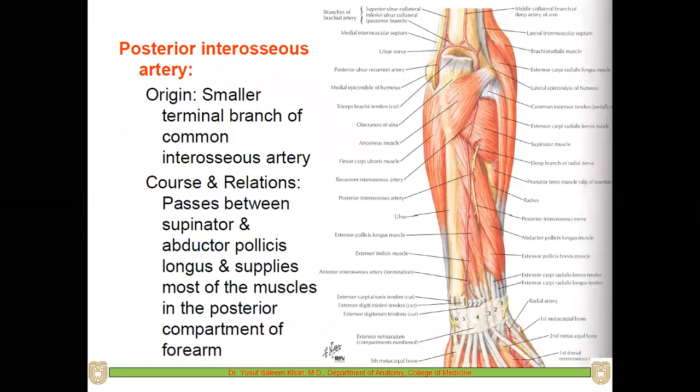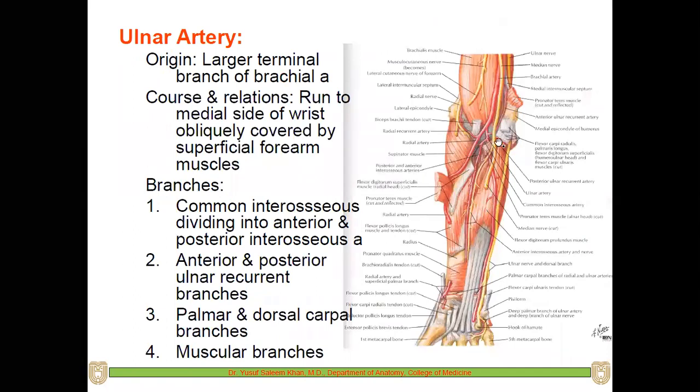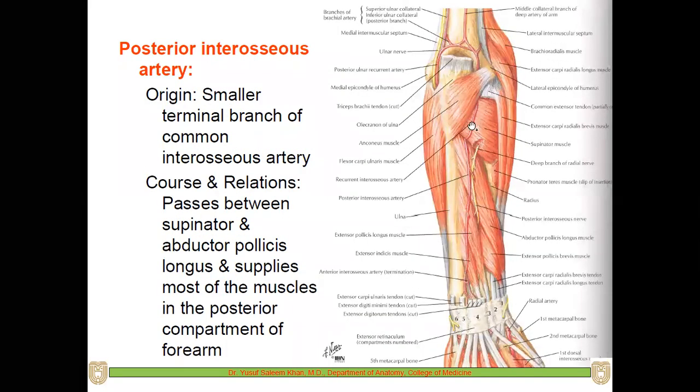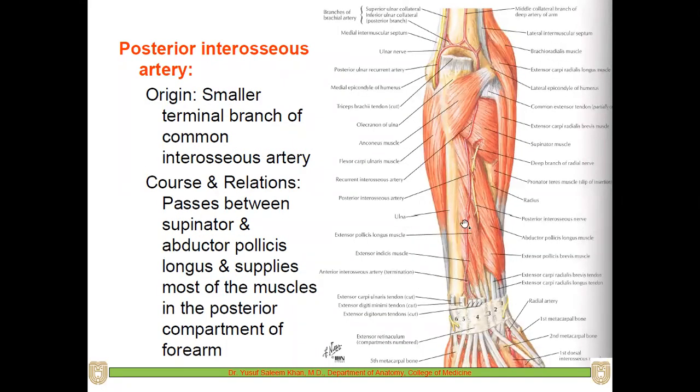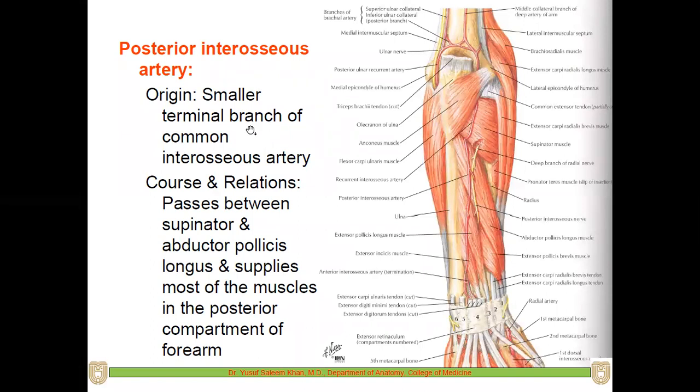Now coming to the posterior interosseous artery. Posterior interosseous, as I said, is a branch from the common interosseous. As I said, the ulnar artery divides into the common interosseous. Common interosseous divides into the anterior interosseous. This is the anterior interosseous which is coming here. Posterior interosseous will be behind in the posterior compartment of the forearm. So it is coming here. This is the posterior interosseous artery. So it is the smaller terminal branch of the common interosseous artery.